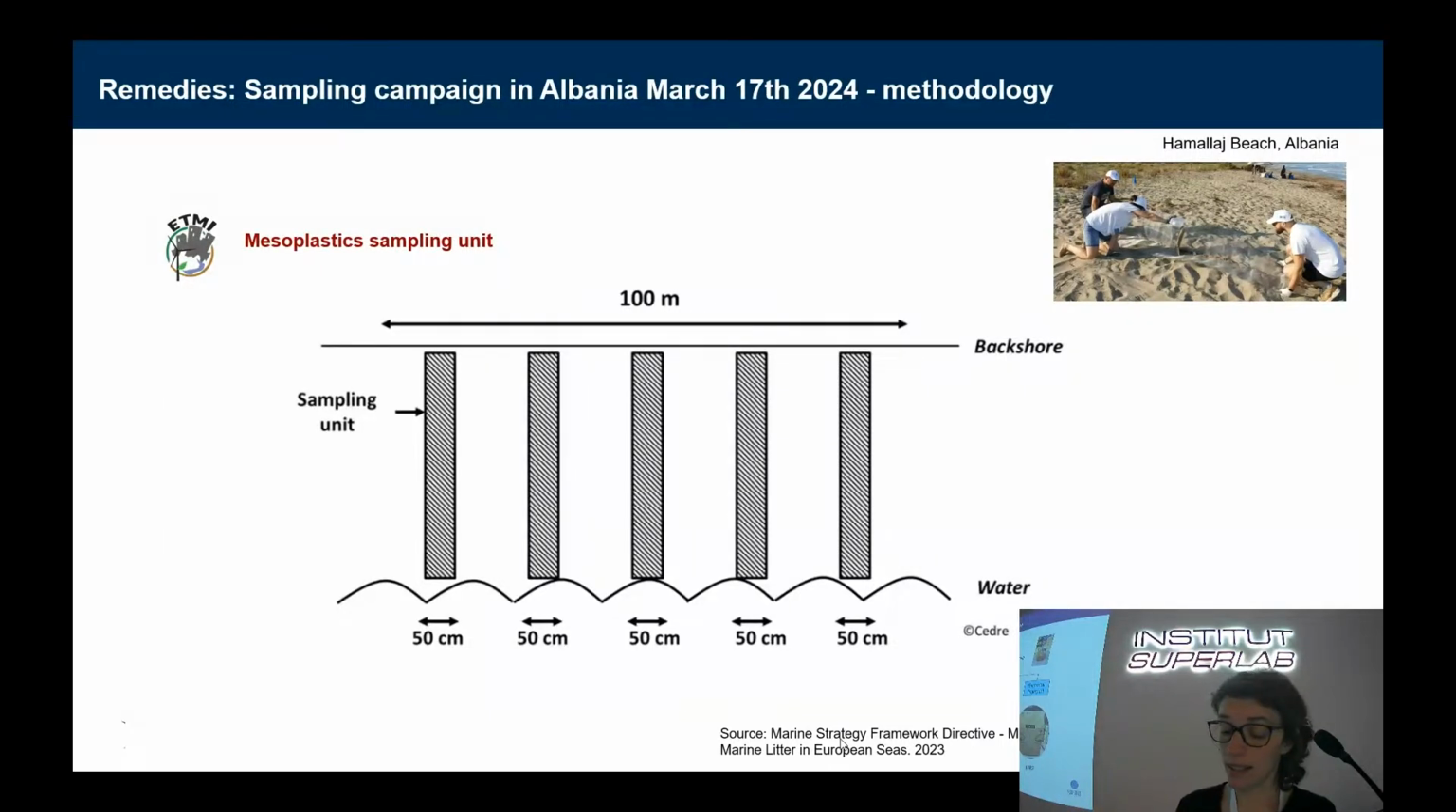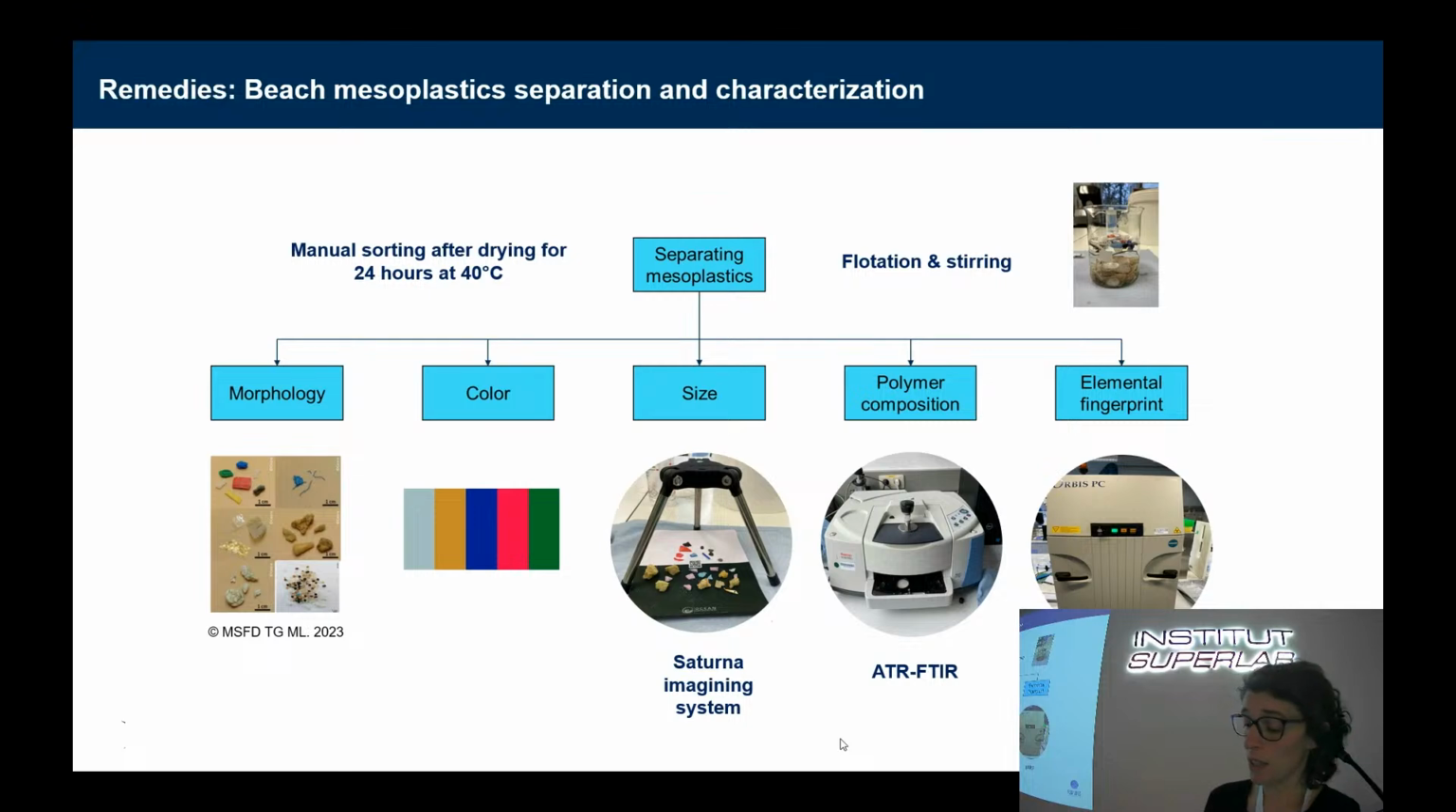How the results were obtained: once you get the samples from the beach, of course, there is a lot of seashells, organic matter, grass, and whatsoever. We had a very nice bachelor student who did all the manual sorting of the sample after drying for 24 hours at 40 degrees. Or we did flotation and sieving, and you can see here that the mesoplastics was separated from the sample itself. Of course, I think it's the same as for macro.